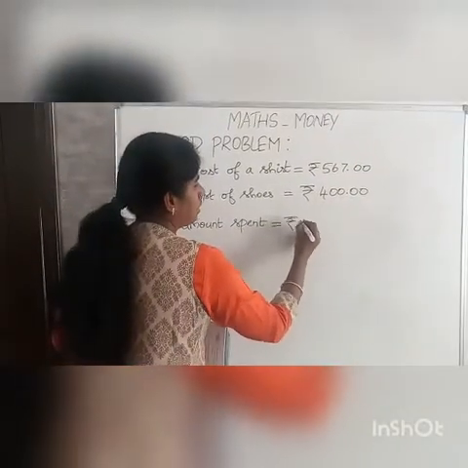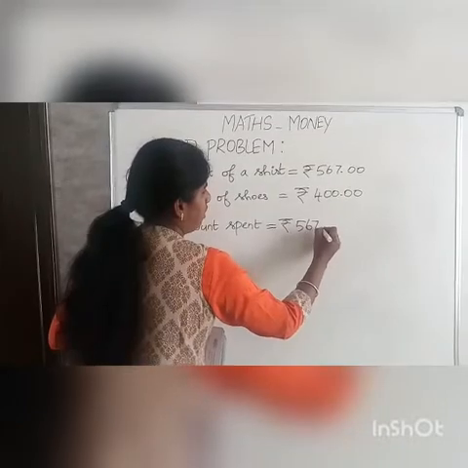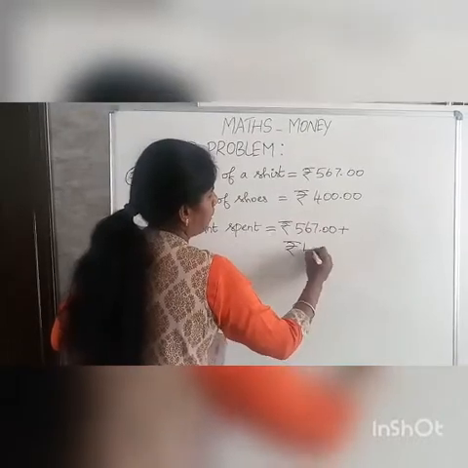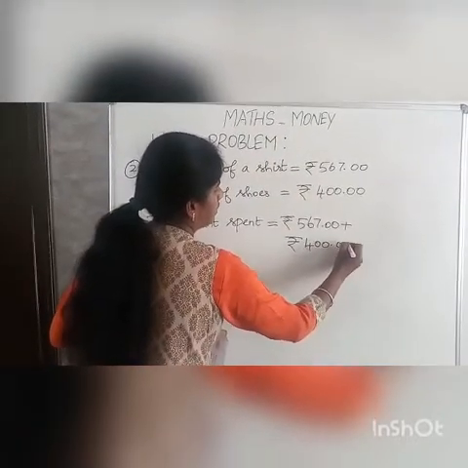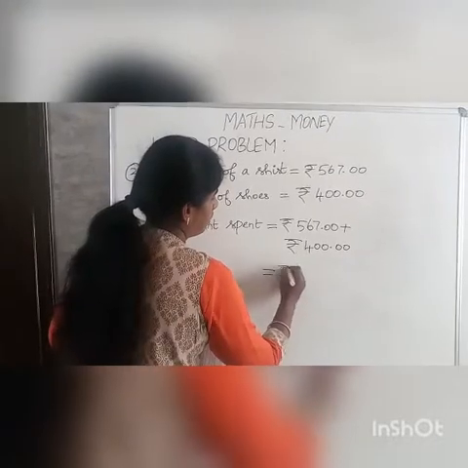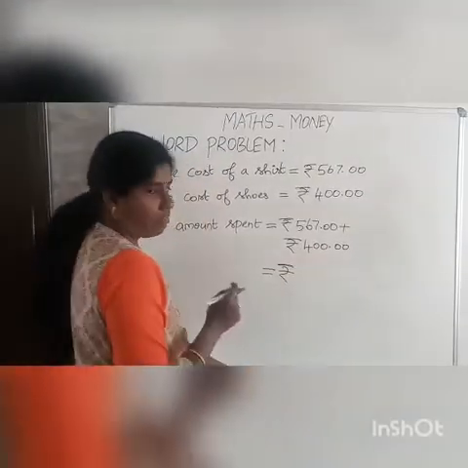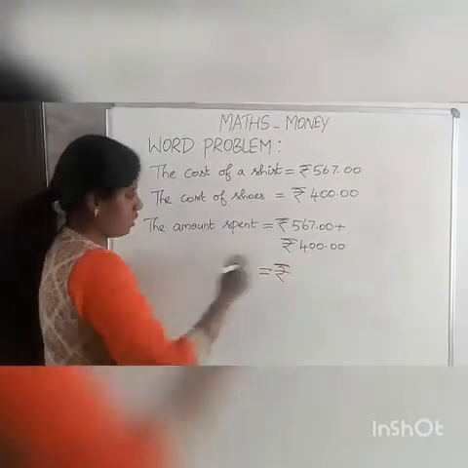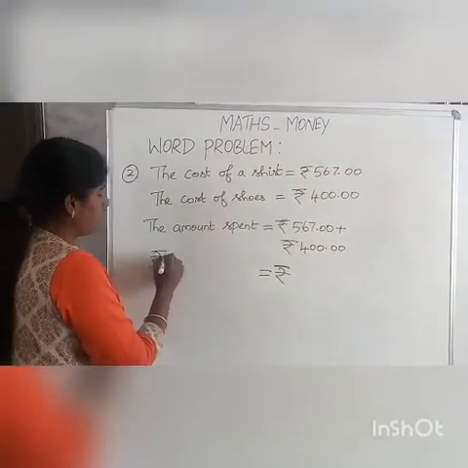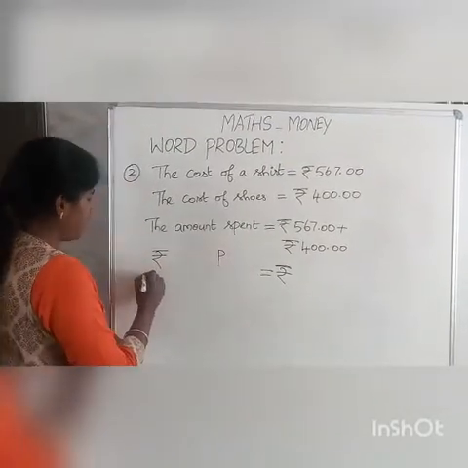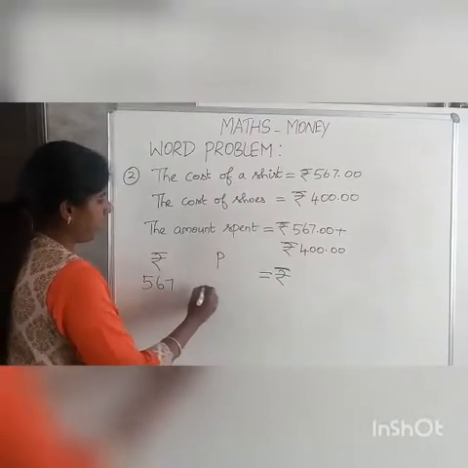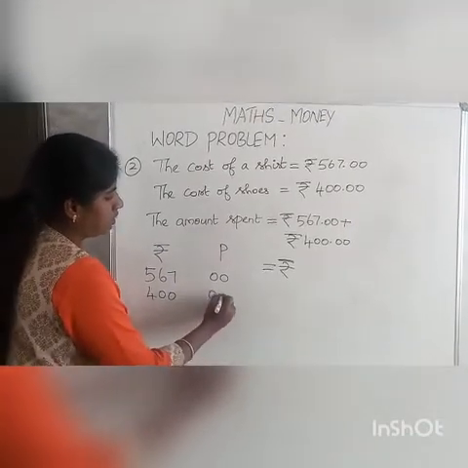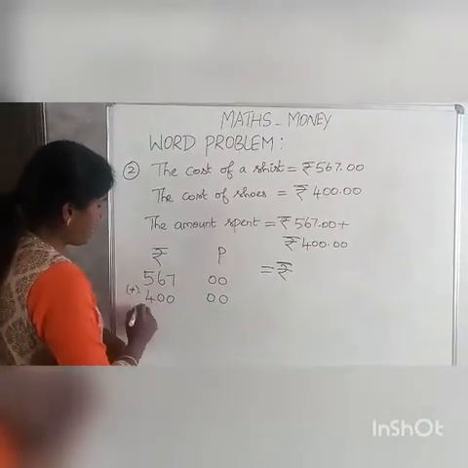So rupees 567 plus rupees 400. We need to add these two amounts and find out the answer. This addition you can do in the workout section. I am doing it here. So we will write the rupees and paise columns and then write 567 and 00 for the paise, and 400 and 00 for the paise. So we need to add these two.